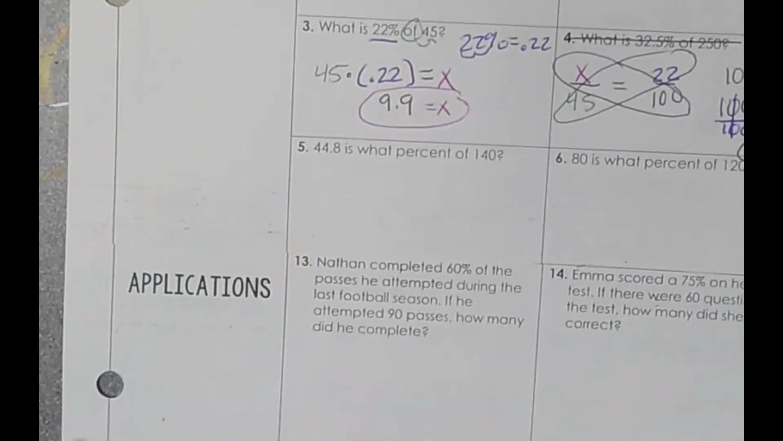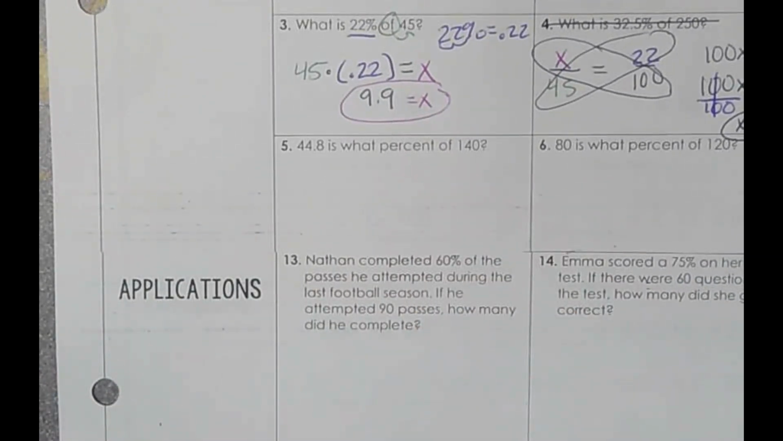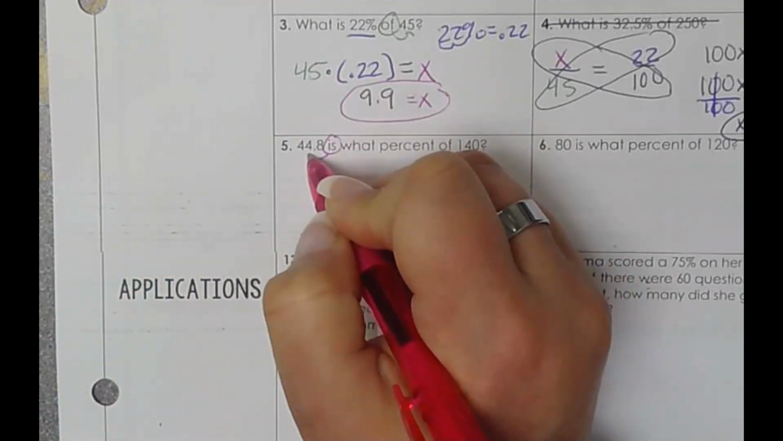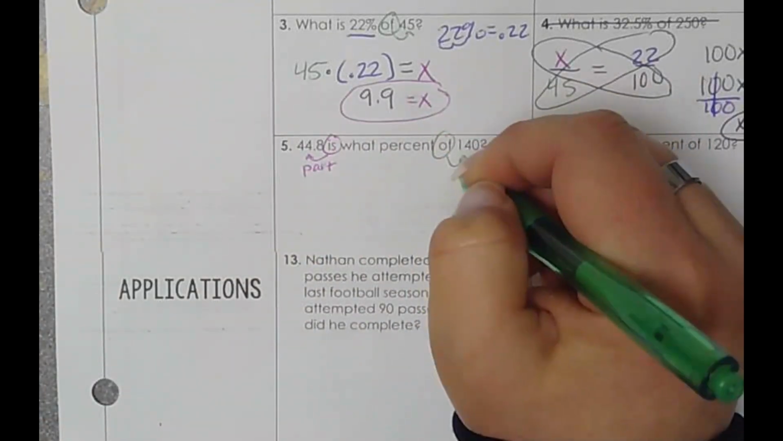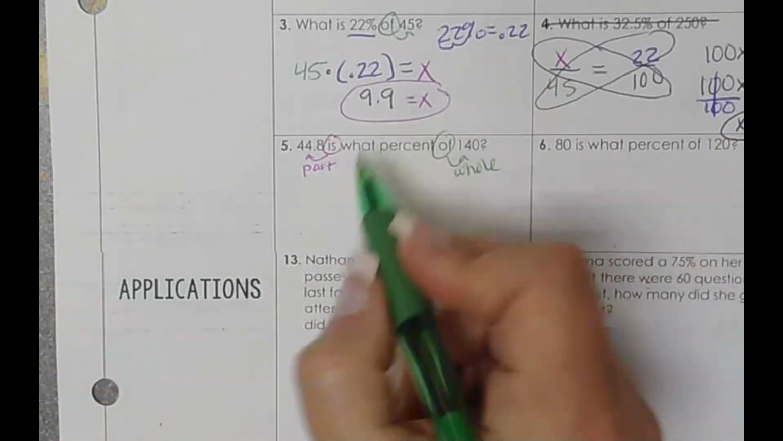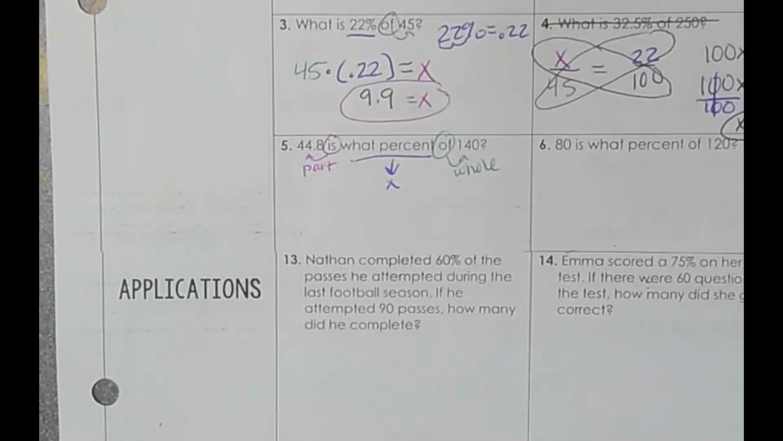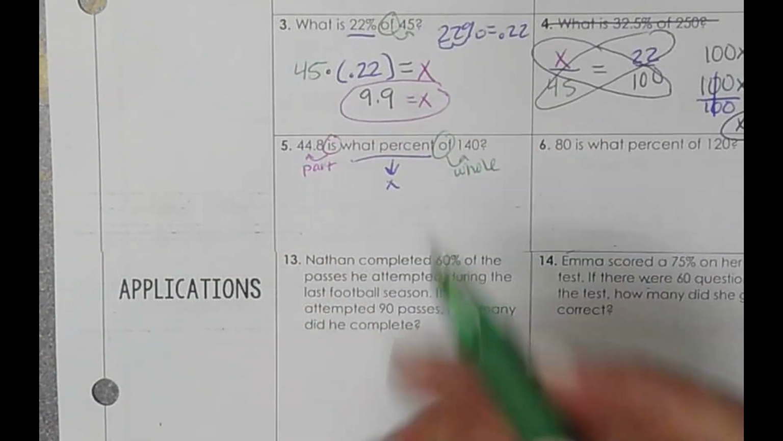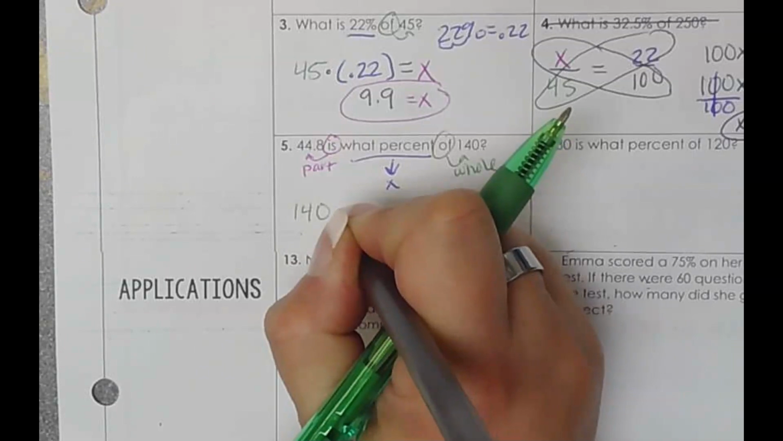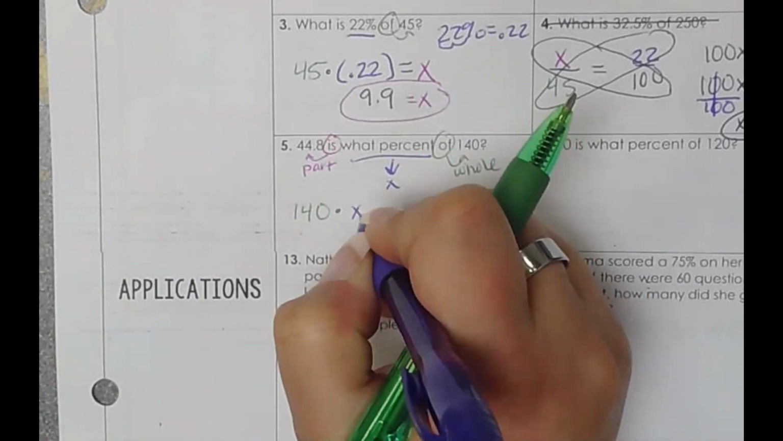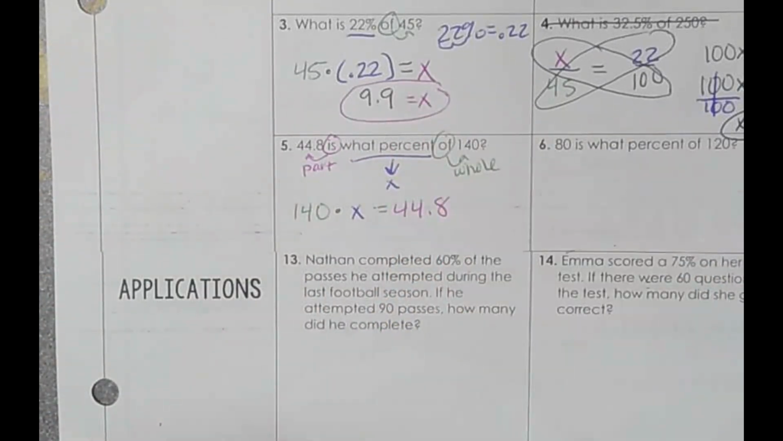Okay, sometimes we may be given the part and the whole and we have to find the percent. So since this says 44 8/10 is, this is our part or our new number, and "of" tells us this is our whole. So what we're trying to find is our percent, so that's going to be left as a variable because we don't know what that is yet. So we're going to set it up. 140 times x, because we don't know what that is yet, equals 44 8/10.